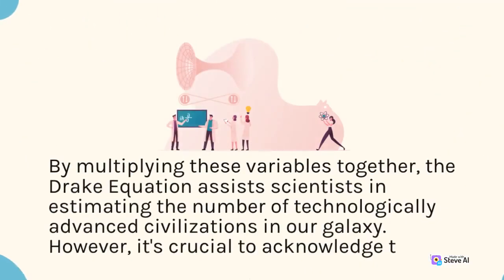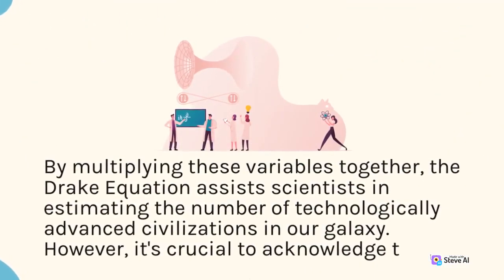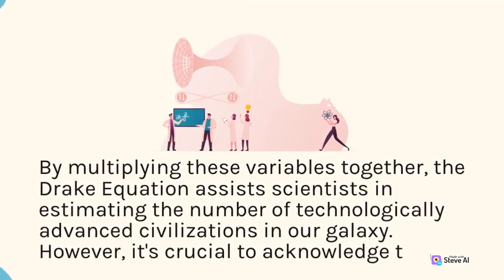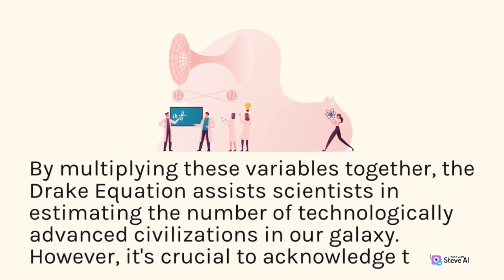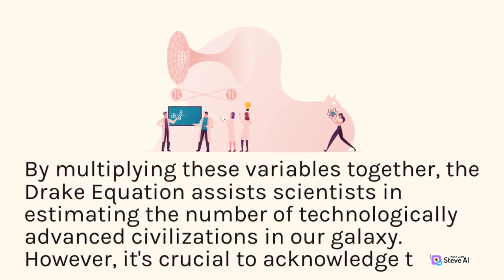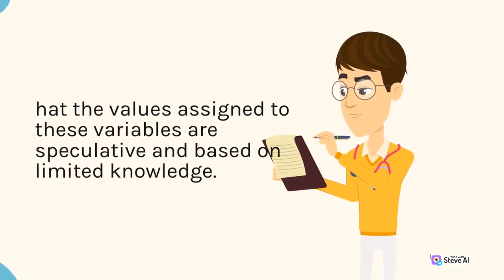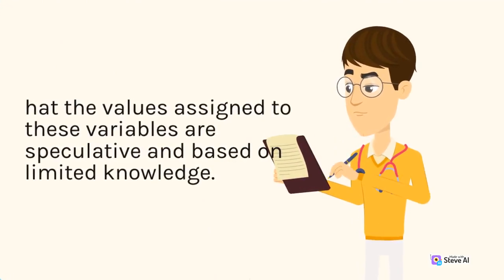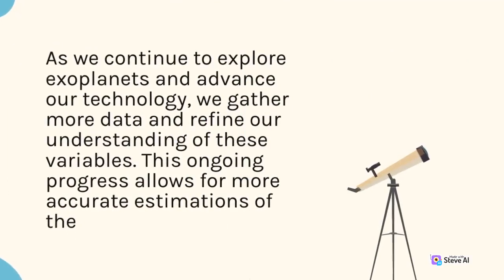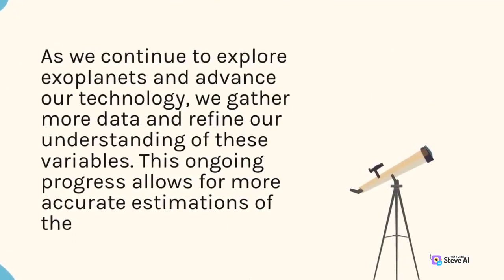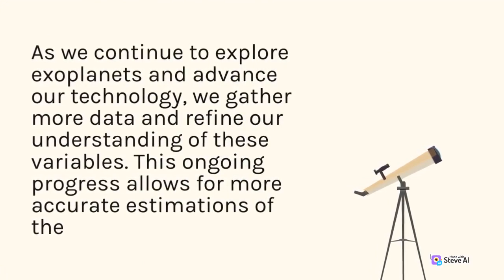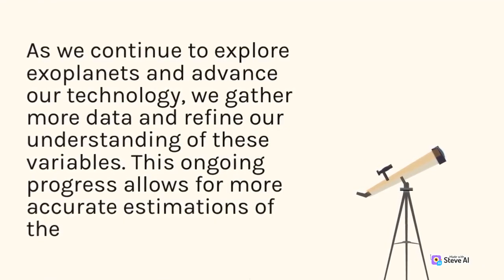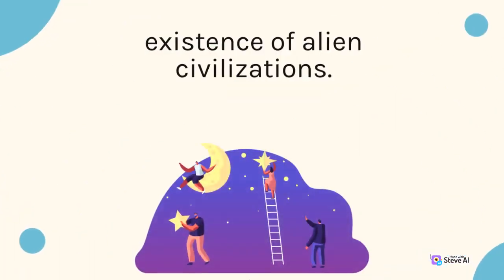By multiplying these variables together, the Drake equation assists scientists in estimating the number of technologically advanced civilizations in our galaxy. However, it's crucial to acknowledge that the values assigned to these variables are speculative and based on limited knowledge. As we continue to explore exoplanets and advance our technology, we gather more data and refine our understanding of these variables. This ongoing progress allows for more accurate estimations of the existence of alien civilizations.